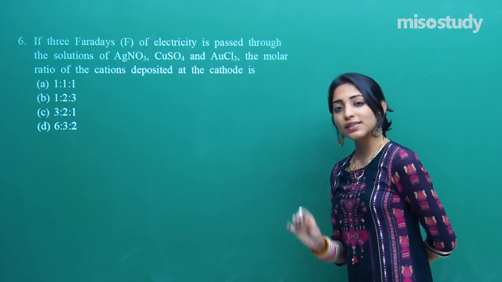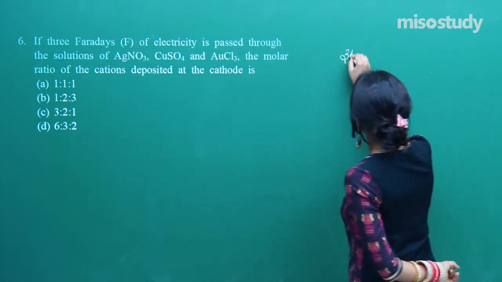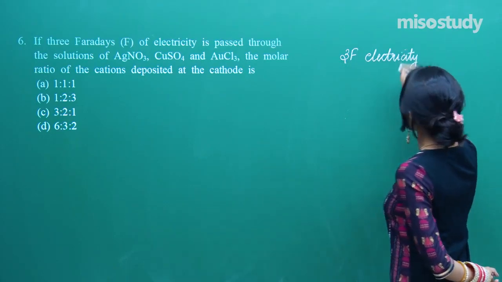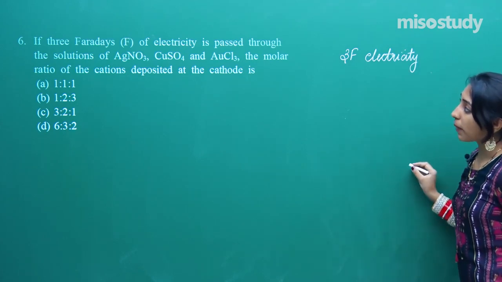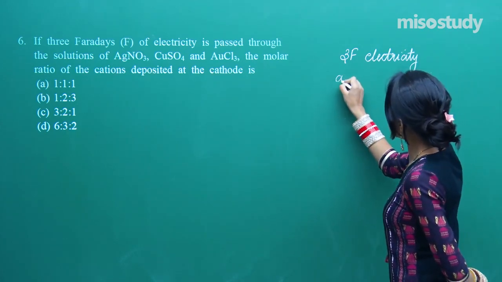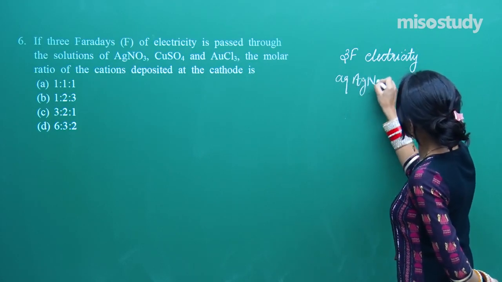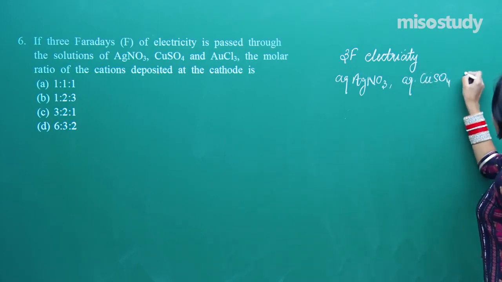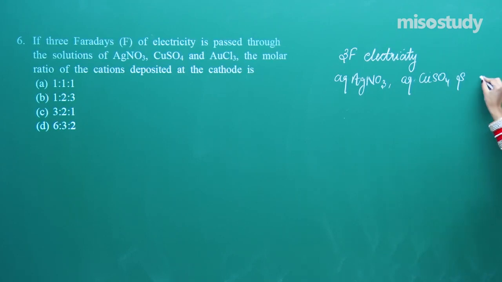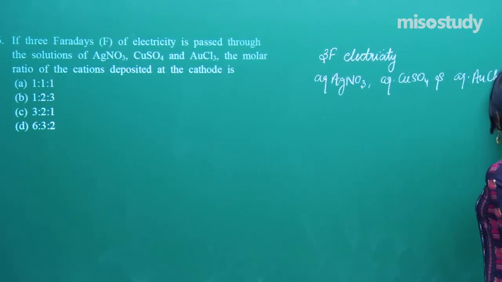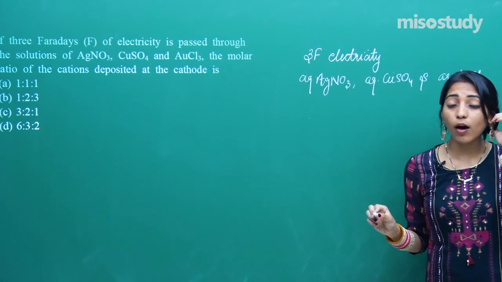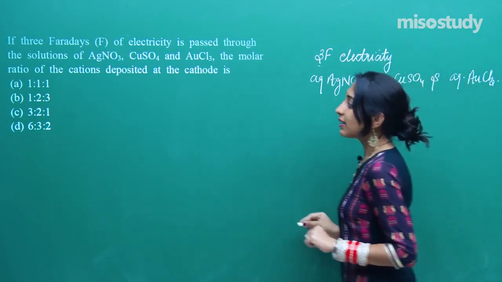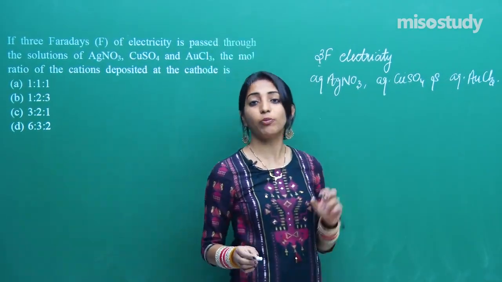See what it says. It simply says that I am passing a total of 3 Faraday of electricity through aqueous solutions. What are the solutions? You have aqueous AgNO3, then aqueous CuSO4, and third aqueous AuCl3. He is not asking you how much charge has been passed, because 3 Faraday of charge is passed throughout. He is asking you to tell the ratio of the cations that have been deposited.